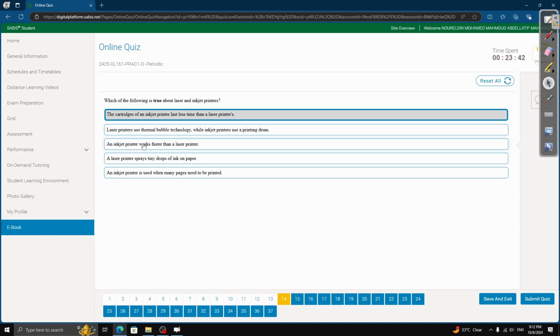An inkjet printer works faster than a laser printer. This is once again false. A laser printer sprays tiny drops of ink on paper. This is also false. An inkjet printer does that. An inkjet printer is used when many pages need to be printed. This is also false. Laser printers are used when many pages need to be printed.